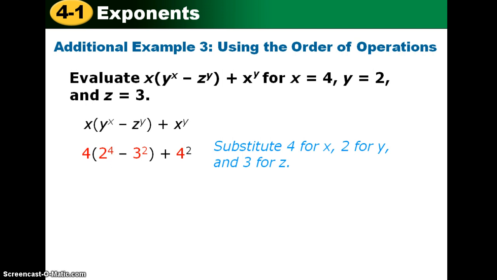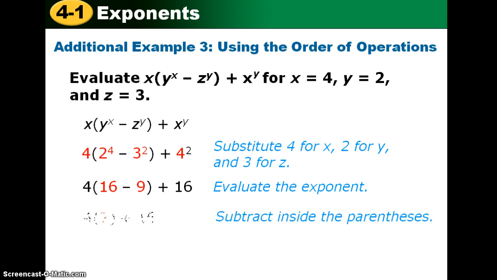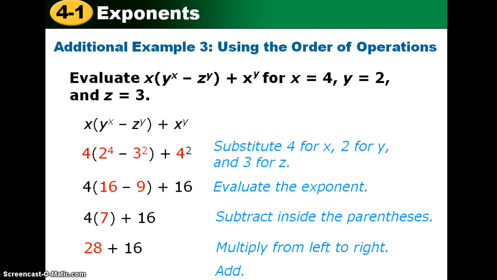Order of operations says parentheses first, and inside of parentheses we would start with the exponents. So 2 to the 4th is 16, 3 to the 2nd is 9. Continuing with parentheses, and you can see we evaluated the exponent on the outside as well, just to save ourselves some time. 16 minus 9 gives us 7. Next step is multiplication for 28, and last, 28 plus 16 is 44. Don't forget to use PEMDAS every step of the way.